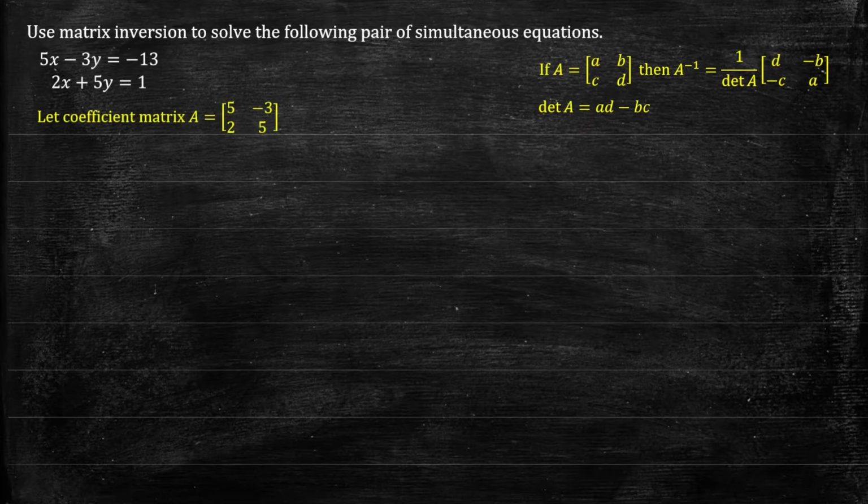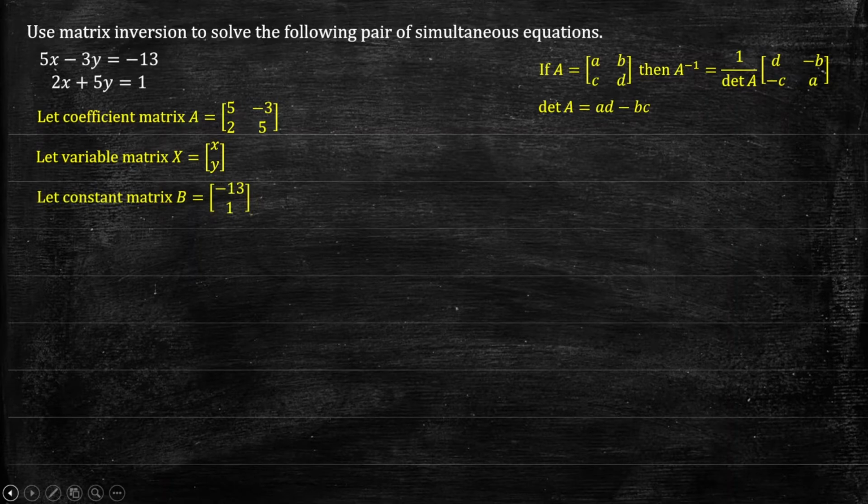We'll let the coefficient matrix A be 5, negative 3, 2, 5. So those are simply the coefficients from the equations. We'll let the variable matrix X be x, y. And the constant matrix B is negative 13, 1. So let's write it out. We have 5, negative 3, 2, 5 as our coefficient matrix multiplied by the variable matrix, which is x, y, equals our constant matrix, which is negative 13, 1.